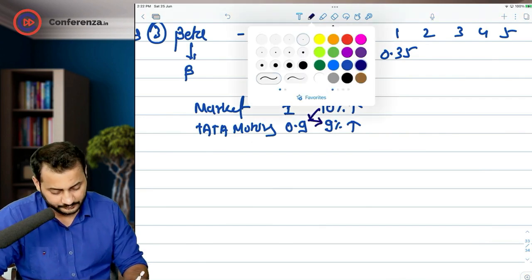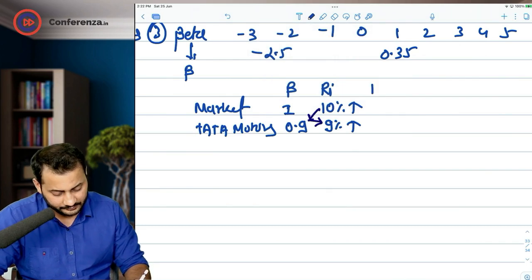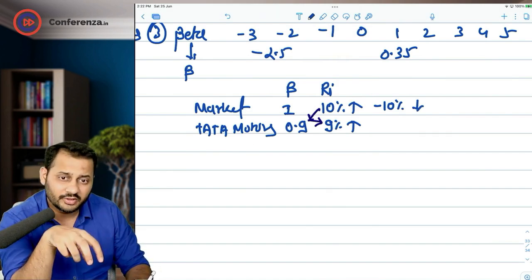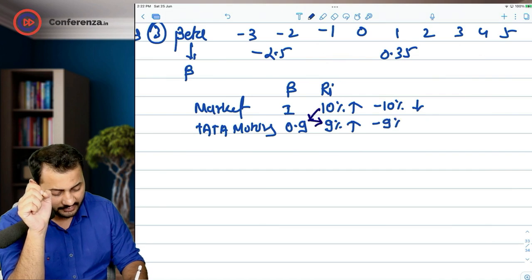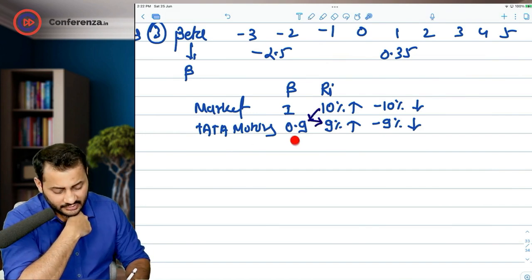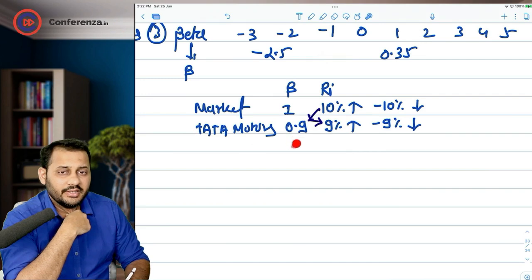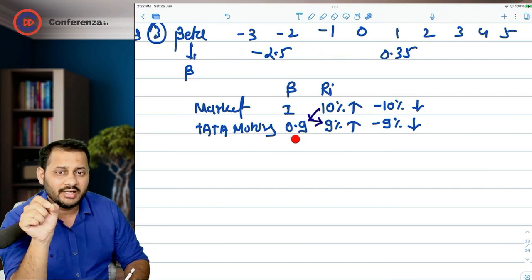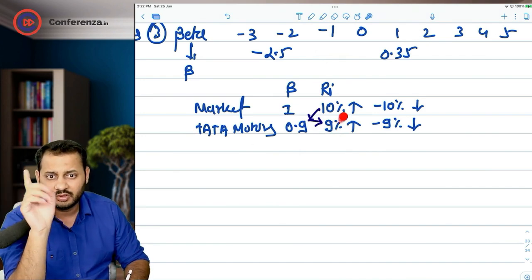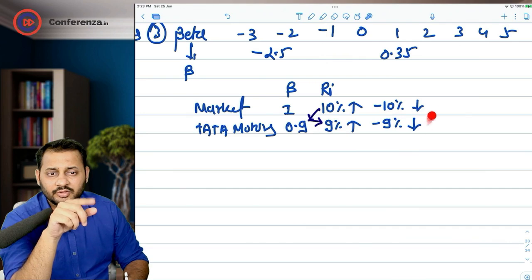Okay, one more. Let's say your market return is minus 10%, meaning it is going down. So what will be the return of Tata Motors? It will be minus 9%. You can clearly see that when this beta is given, this 0.9 indicates the extent to which Tata Motors will move in the same direction. You can see both are going down, both are going up.